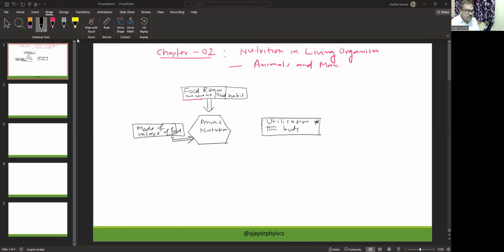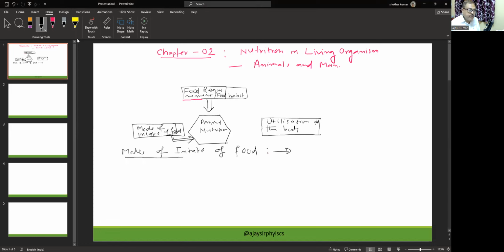Now we will discuss here the body gets the required nutrition by three important steps. Food requirements, mode of the intake of the food, and utilization of the food inside the body. What are the different modes of intake of food?